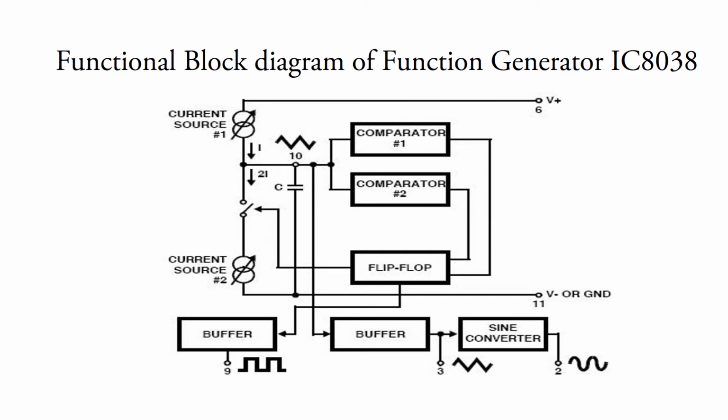The capacitor is connected with two current sources, current source 1 and current source 2. It is also connected with the comparators, comparator 1 and comparator 2, where the output of the comparator is connected with the flip-flop, and the flip-flop output is connected to the buffers. Clear? So we have here two comparators, two current sources, flip-flop, buffers and sine converter. It is a general oscillator circuit. All the components used here are familiar components.